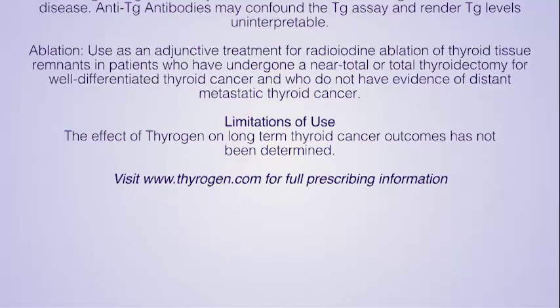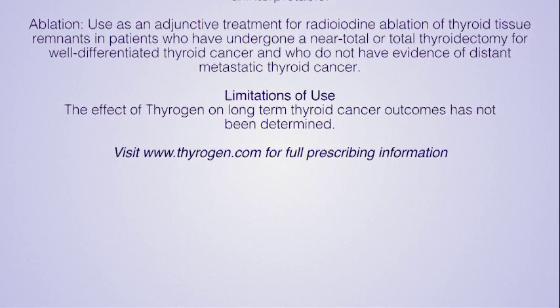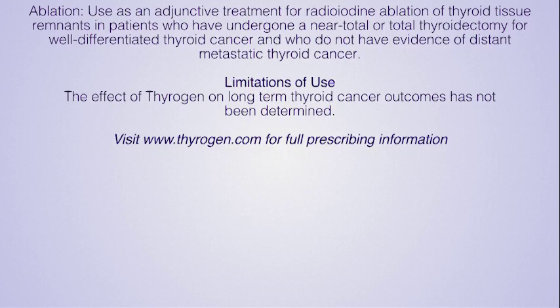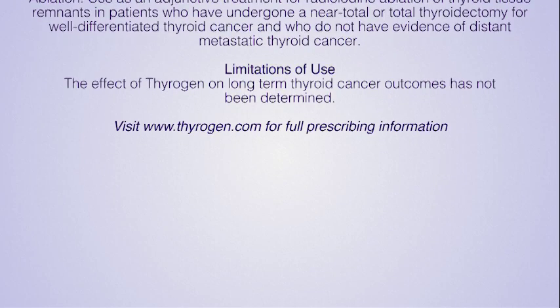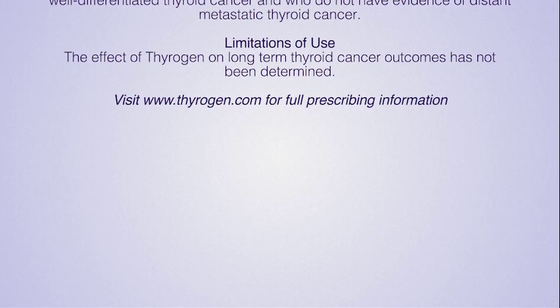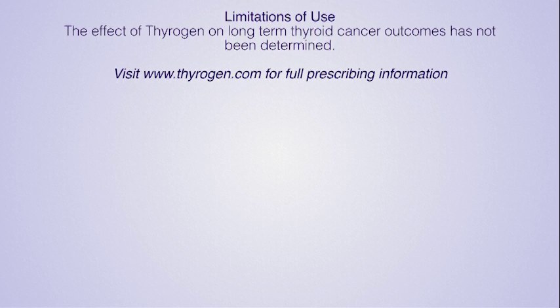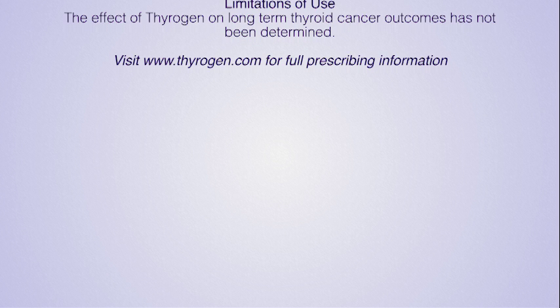Ablation. Use as an adjunctive treatment for radioiodine ablation of thyroid tissue remnants in patients who have undergone a near-total or total thyroidectomy for well-differentiated thyroid cancer, and who do not have evidence of distant metastatic thyroid cancer. Limitations of use. The effect of Thyrogen on long-term thyroid cancer outcomes has not been determined.